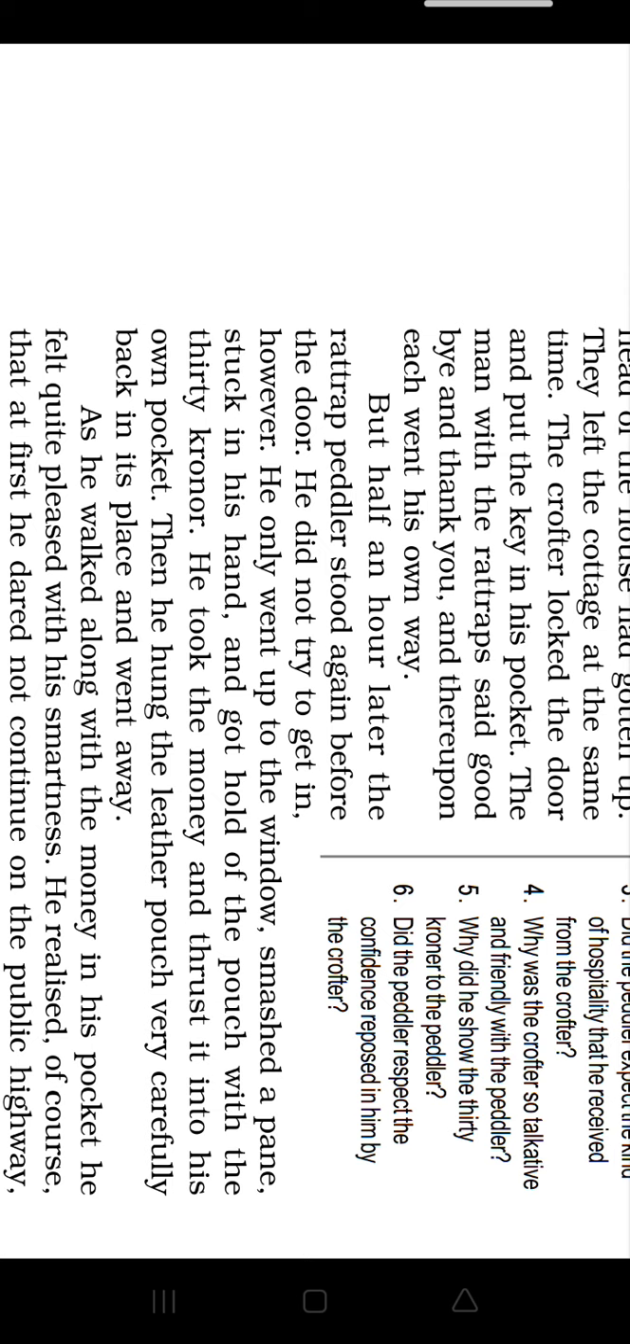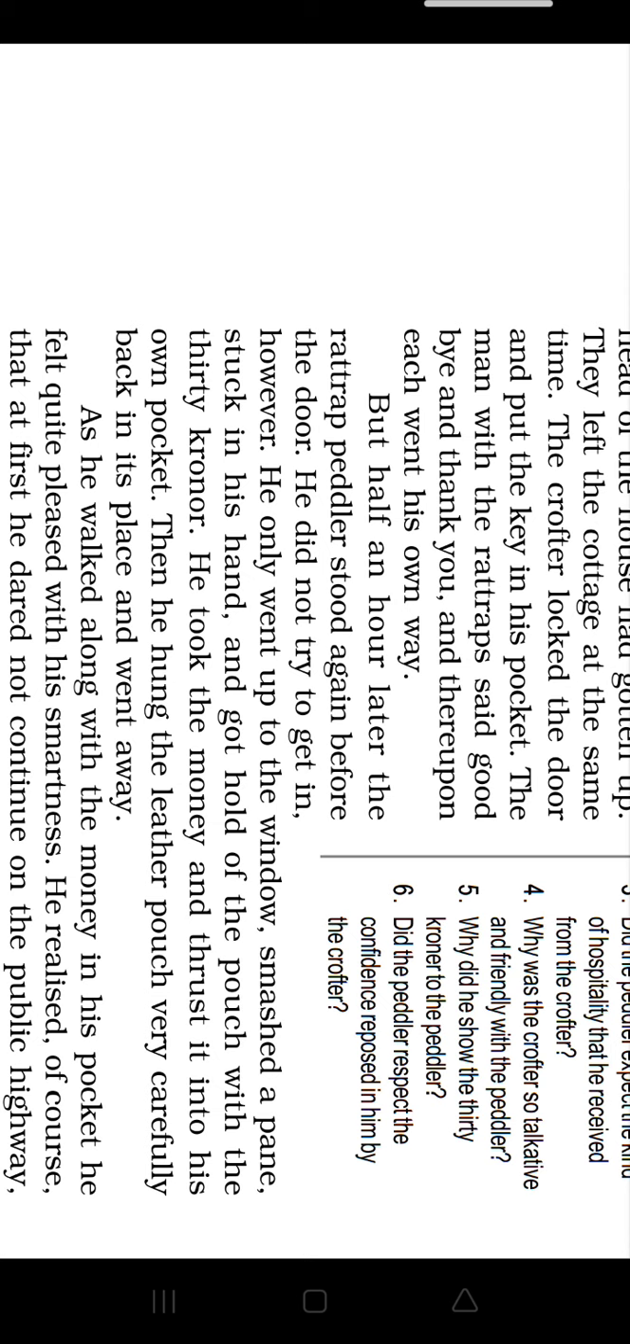They came out, Crofter locked his house, and they parted on their ways. But half an hour later the rat trap peddler stood again before the door. He did not try to get in, however. He only went up to the window, smashed a pane, stuck in his hand, and got hold of the pouch with the 30 kroner. He took the money and thrust it into his own pocket. Then he hung the leather pouch very carefully back in its place and went away.